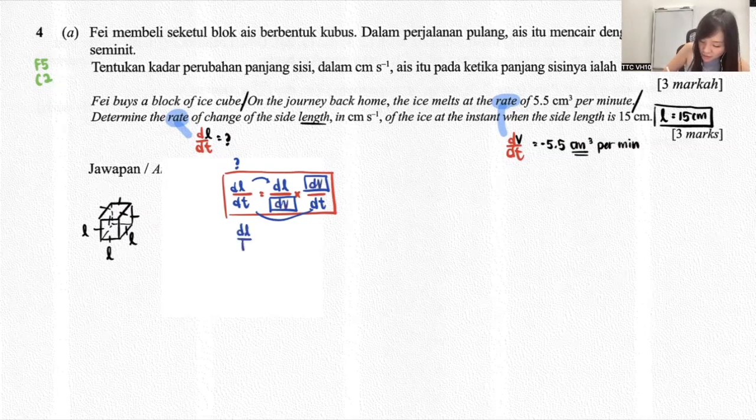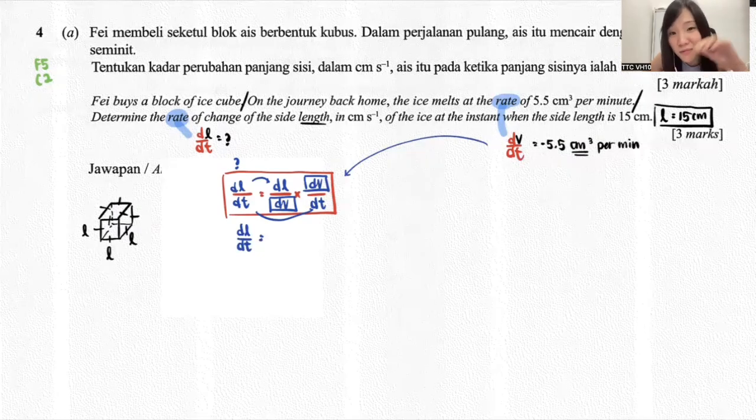So dL dt equals dL dV times dV dt. Will you sub this in? No. You know what careless mistake you might have in this question? 3, 2, realize it or not? 3, 2, 1. Oh, if you didn't realize it, for these 3 marks, you won't get any marks, my dear. You know what?